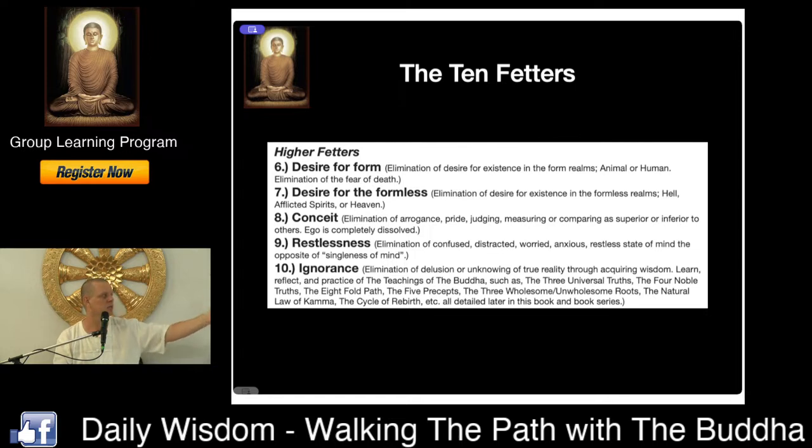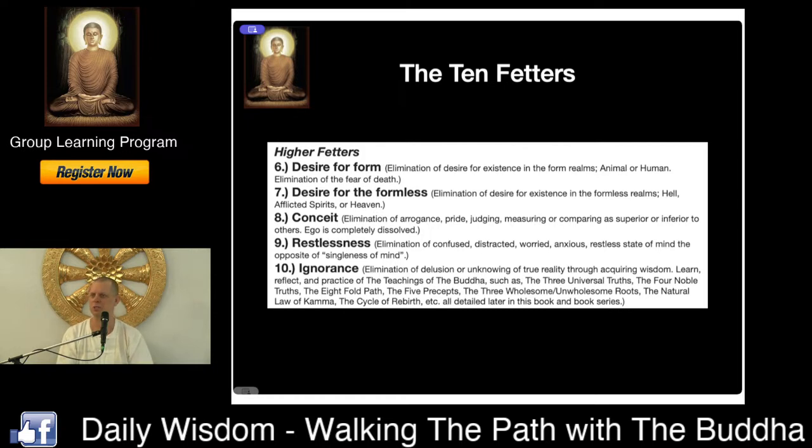And then the 10th fetter, this is the fetter of all fetters. It's because of this fetter that all the others exist. If it wasn't for this fetter, then all those other ones would already be gone. This last fetter is called ignorance. This is what people refer to it as. But this word is kind of like a derogatory word nowadays, right?